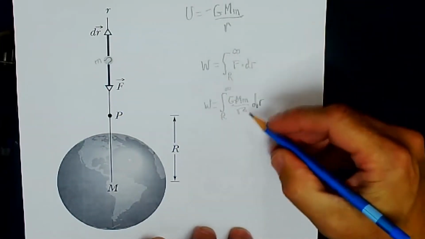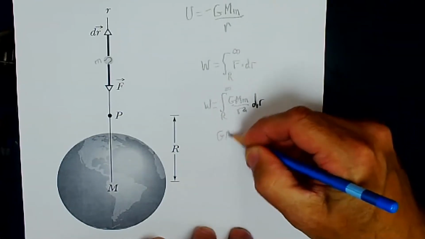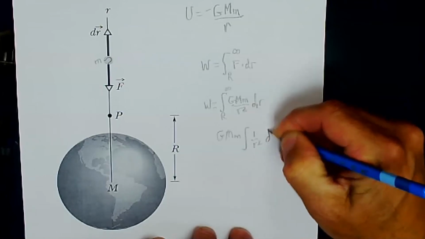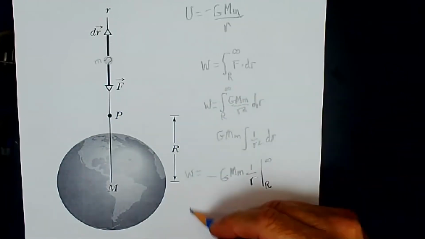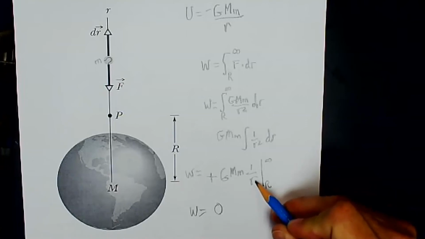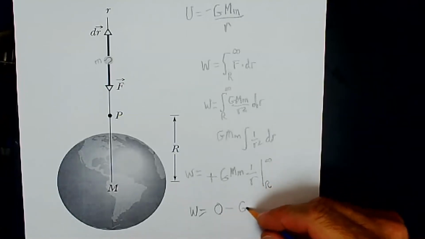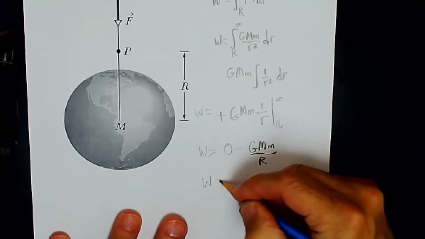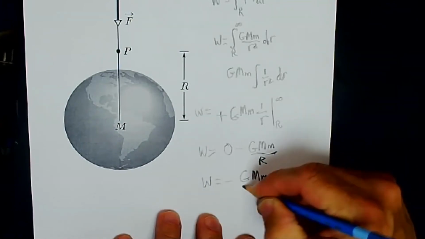And when I integrate that, first I'll pull the constant outside the integration, and now I'll integrate 1 over r squared dr. Now I'm plugging in my limits of integration. So this is infinity, so that's 0, minus what I get when I plug in the lower limit. So I get then that the work done is minus G M m over r.